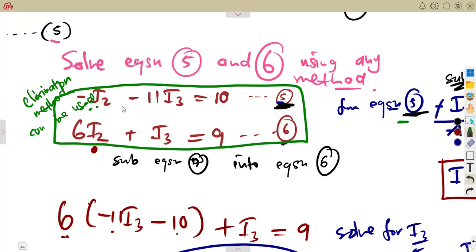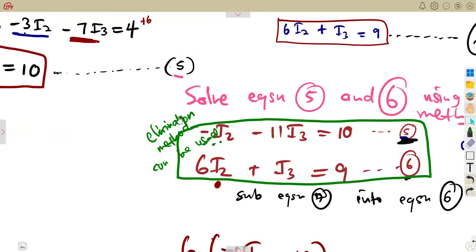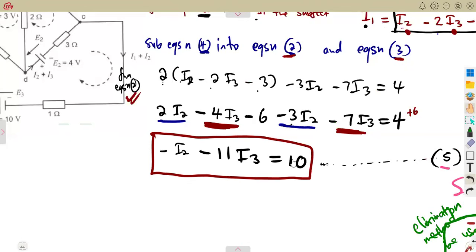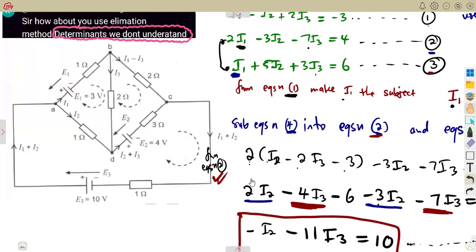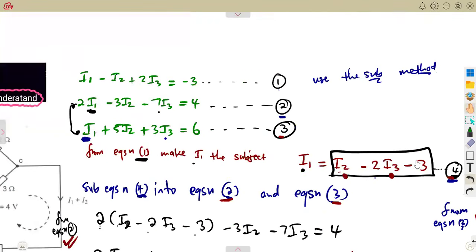All right, you can use elimination. You eliminate I2, it's up to you. You eliminate I3, it's up to you. Then after that, you substitute back the value that you have obtained from the calculations. Then after finding I2 and I3, you must still refer back to your I1 there. From that equation, you can substitute where you made I1 the subject.